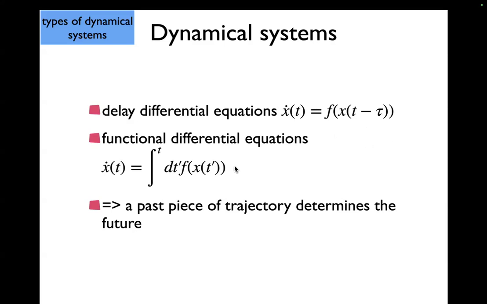The functional differential equations are just a continuous generalization of that. So here, the rate of change depends not on the value at just one moment in the past, but on a whole interval in the past. So maybe it has some lower bound, but the integral over t prime would cover all times up to time t, the time t we're looking at here. This is sort of a more extreme kind of delay differential equation.